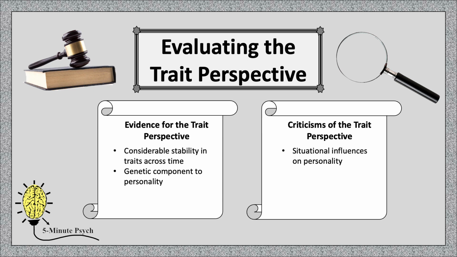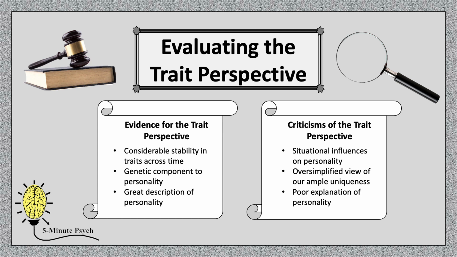Also, some criticize the trait perspective for providing an oversimplified view of personality. Imagine summarizing all of our individual uniquenesses with only 5 adjectives. But maybe the biggest criticism is that as a theory, it does a great job describing personality and what it is, but it falls short in explaining our personality, why we end up with the personality that we have, and any complete theory should be able to do that.